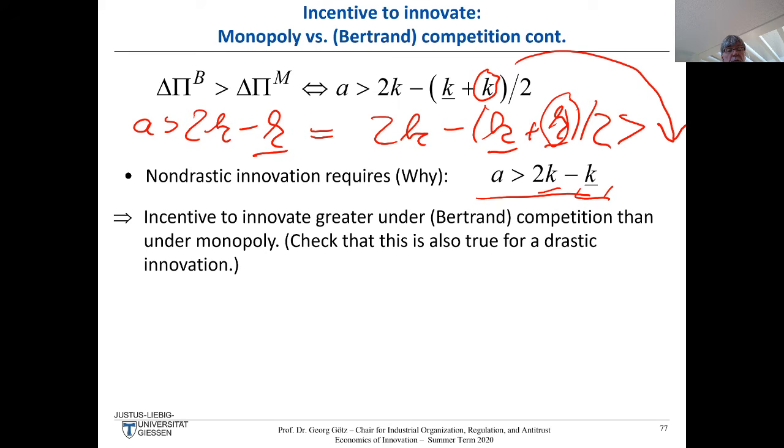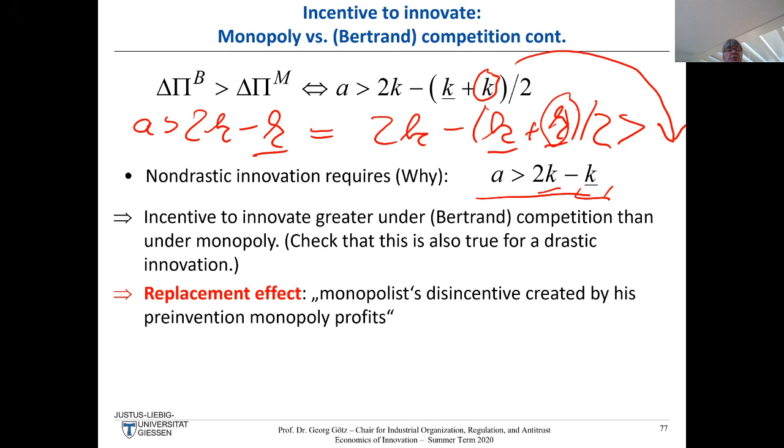Okay, and this already explains to you the important effect which is at work here. Why do firms under competition have a higher incentive to innovate? Because they do not have a replacement effect. Tirole called this the replacement effect. This is a monopolist's disincentive created by his pre-invention monopoly profits. This sounds rather complicated, but it's actually what one could also call, and I like this more, cannibalization.